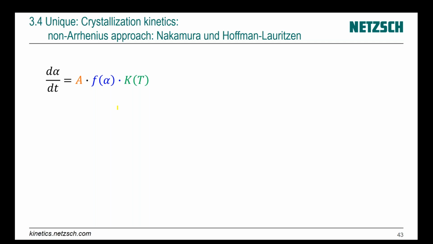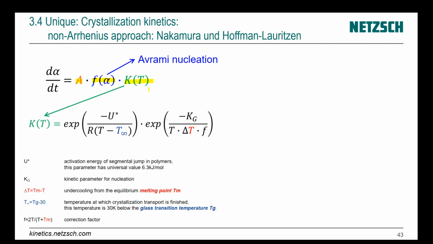stays amorphous. Here we have general kinetic equations where degree of conversion change has dependence on pre-exponential factor, reaction type, and some dependence on temperature. Here, reaction type is just standard Avrami nucleation, which is standard for any crystallization process, and dependence on temperature is not Arrhenius anymore.